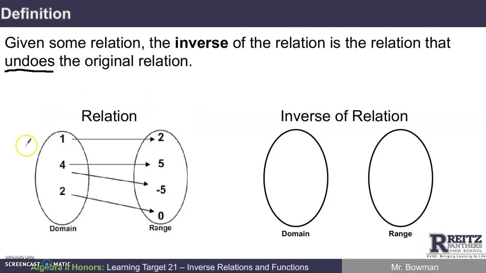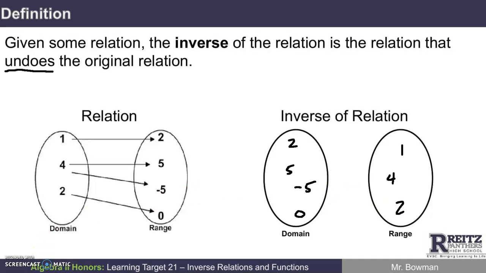So here's a very basic example. Given this relation as a mapping, this is a discrete relation because it involves a finite number of ordered pairs. So we've got the ordered pairs 1, 2; 4, 5; 4, -5; and 2, 0. The inverse of that relation would be another relation that takes as the domain the previous relation's range, so 2, 5, -5, 0, and creates as the output, the range, the original relation's domain, 1, 4, 2.